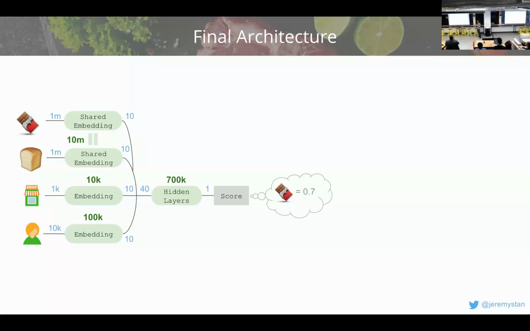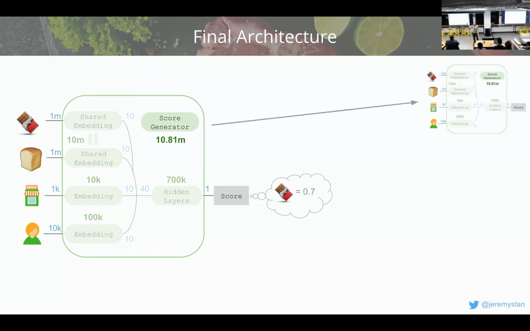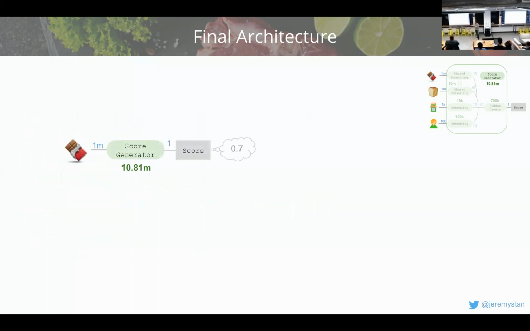So now I've got this scoring sub-architecture. Let's take all of that and encapsulate it. Let's call it a score generator. We'll put it up on the right-hand side. Remember that it's doing all of the stuff that I just described. That score generator has in total 10.81 million parameters. Really what it's doing is taking the chocolate in and producing a score. And not to lie, it's also taking in the fact that we had bread last and that we're at a specific store, that we've got a specific shopper. So all of those things are happening and we're spending 10.81 million parameters.